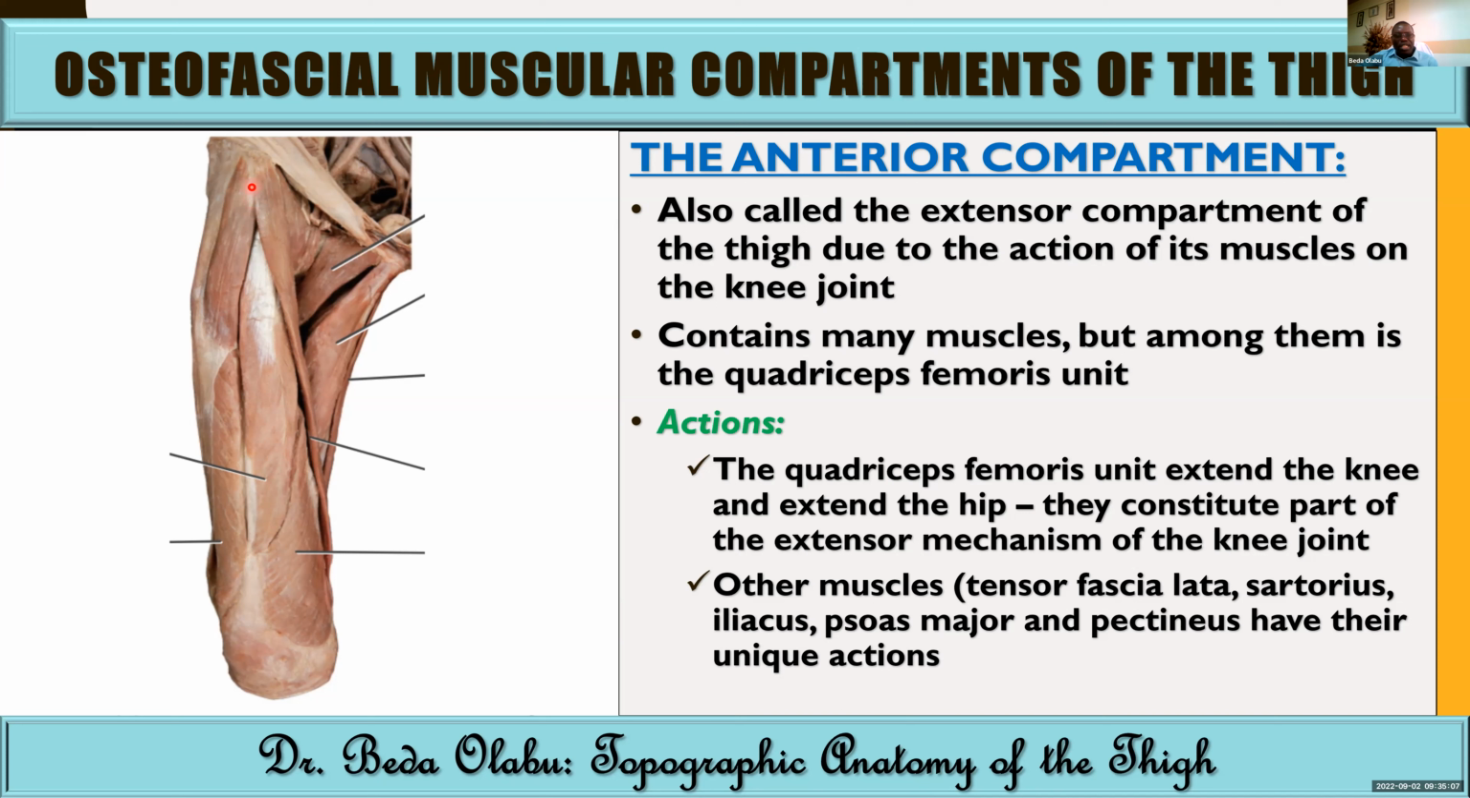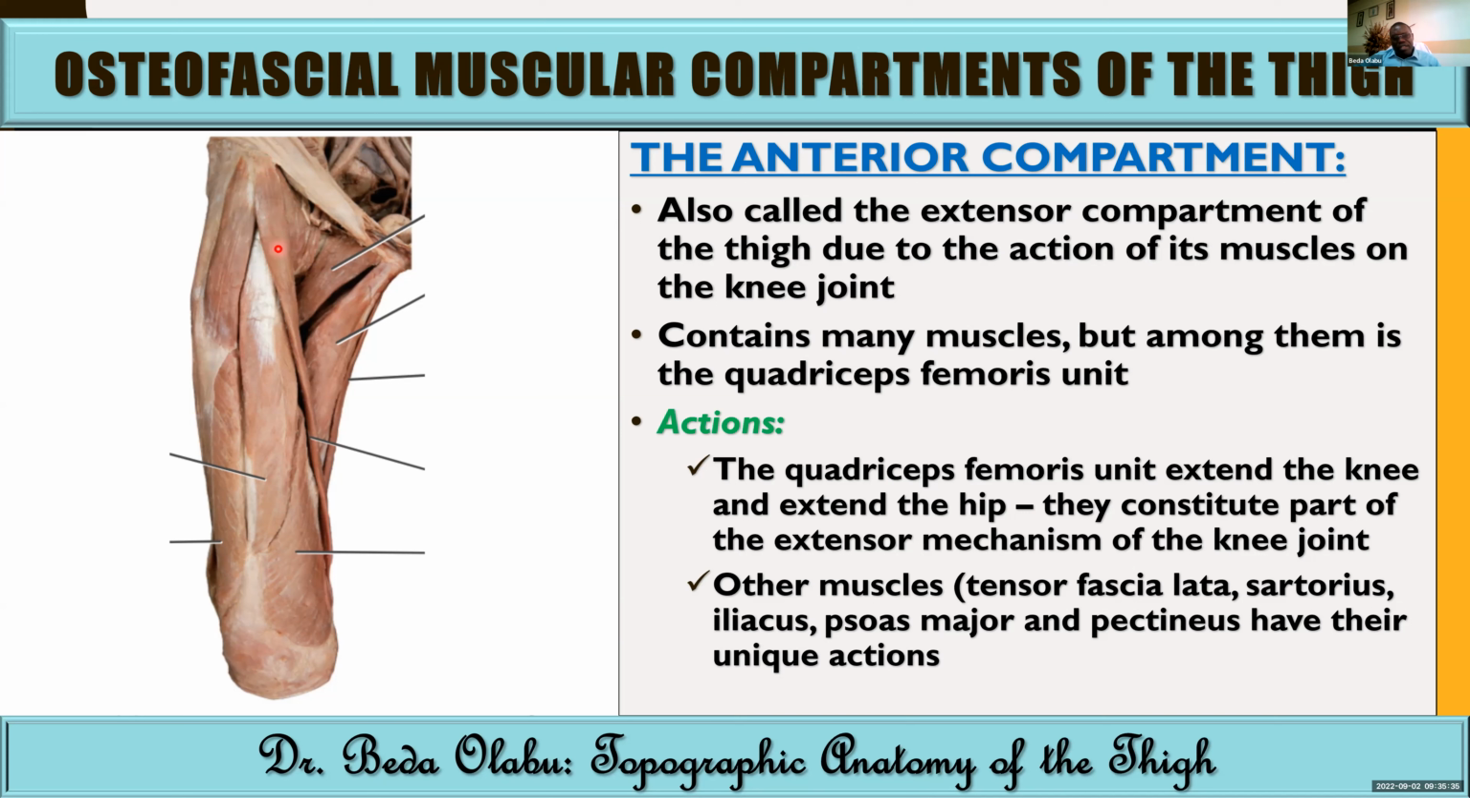For example, tensor fascia lata doesn't quite extend the knee because it doesn't reach there, but it flexes the hip joint. It can also abduct the hip joint. Tensor fascia lata is a muscle that is important to note because it's one of the muscles that inserts into the iliotibial band.